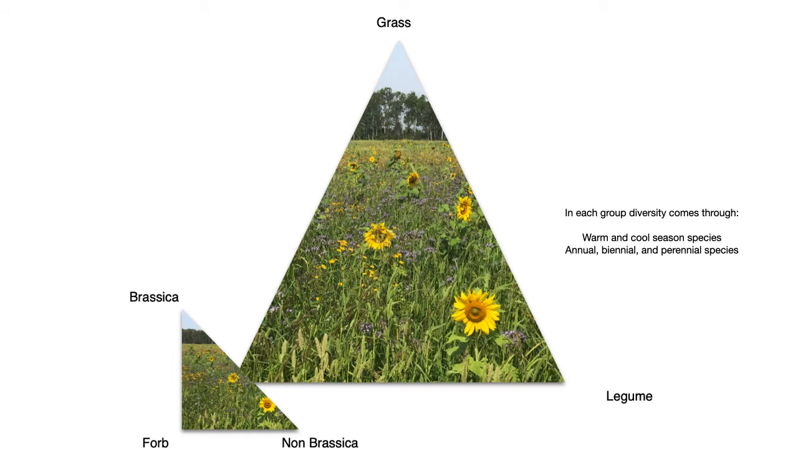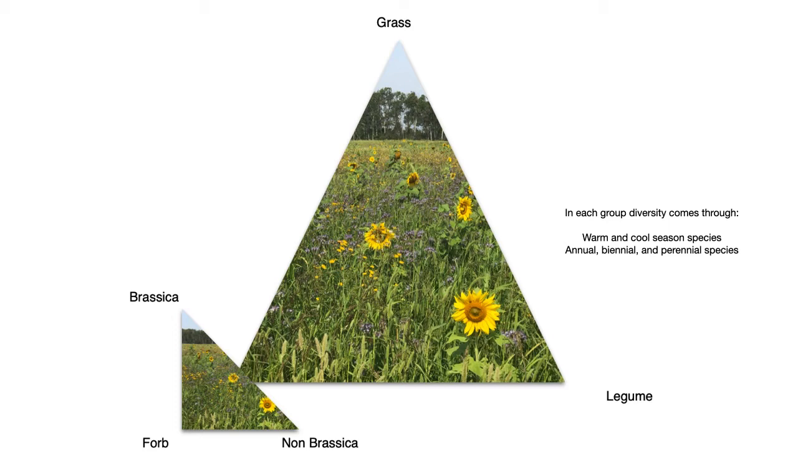So what do I mean by functional plant groups? I've broken it down. I started out with one triangle, and so I talk about grasses, legumes, and broadleaf. The deeper I got into it, I broke that broadleaf into 3 more subgroups. So we're talking about brassicas, non-brassicas, and forbs. So we'll have 5 main functional plant groups that I work on.